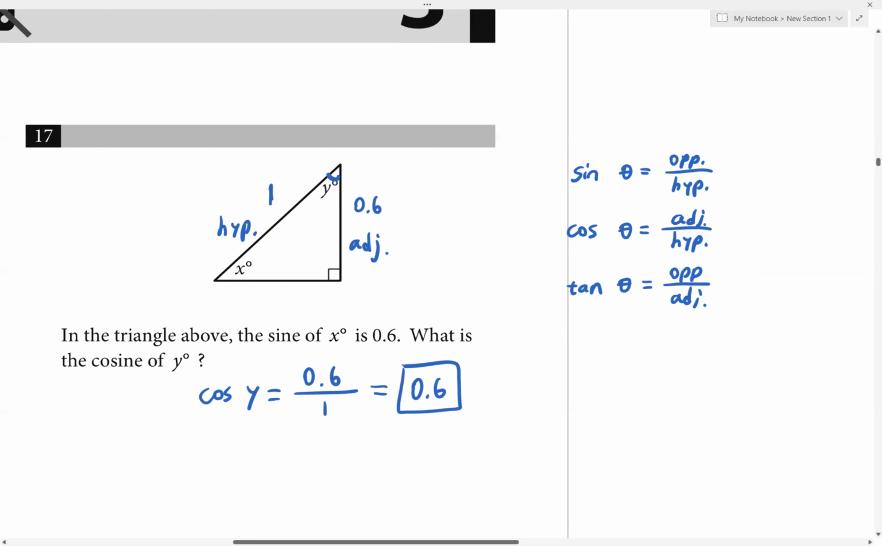So it's actually the same as what we began with, because after we switch the angle, the cosine function will be adjacent over hypotenuse, so it'll be 0.6 over 1 again. So the answer is 0.6, or as a fraction, 3 over 5. Either one will work. And that's it for number 17.